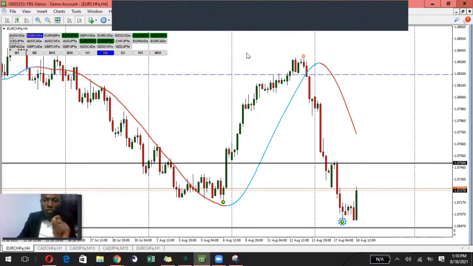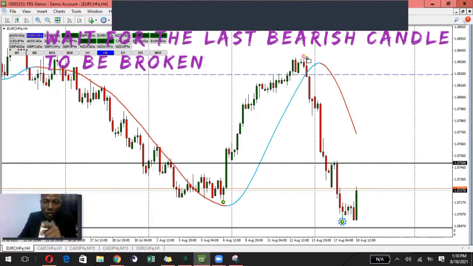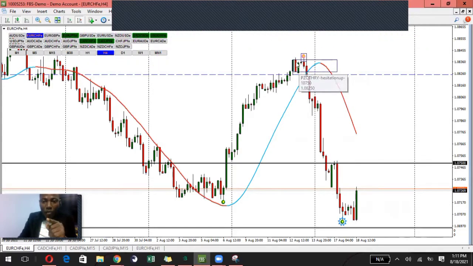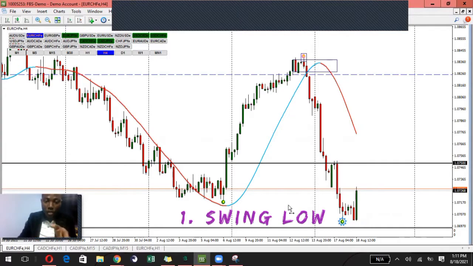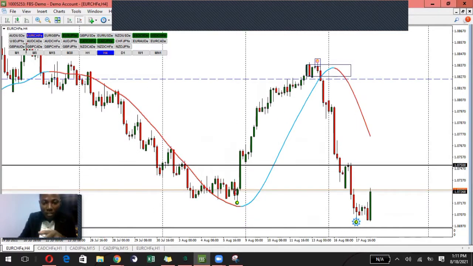What you wait for is to see the last bearish candle before this swing high. So this is our swing high. This is the last bearish candle. So just wait for the next candle that will break your order block. This is the order block. Wait for the next candle that will break the order block, then you pick your entry. Boom, you are sweeping in profits. It's about 120 pips. Okay, it happens all the time on the chart, all the time.